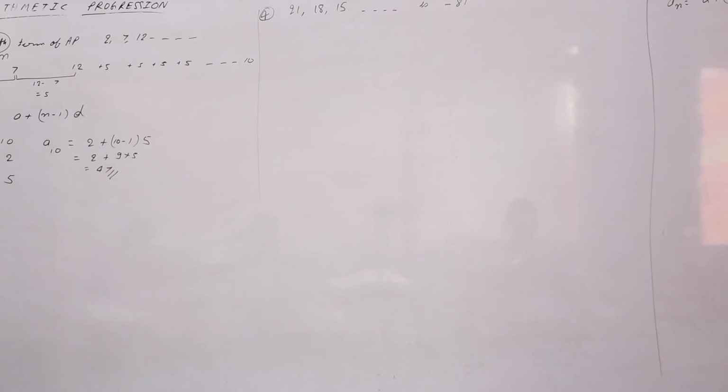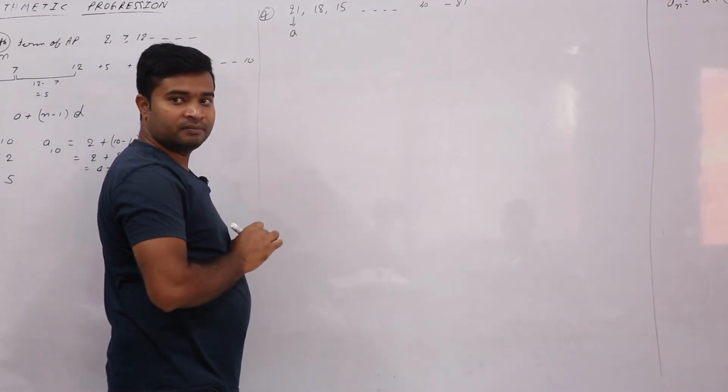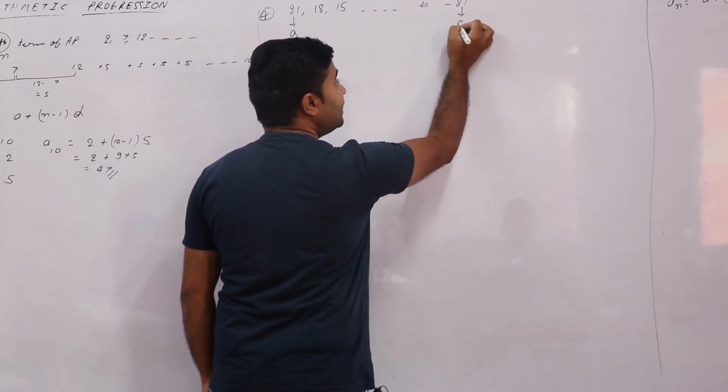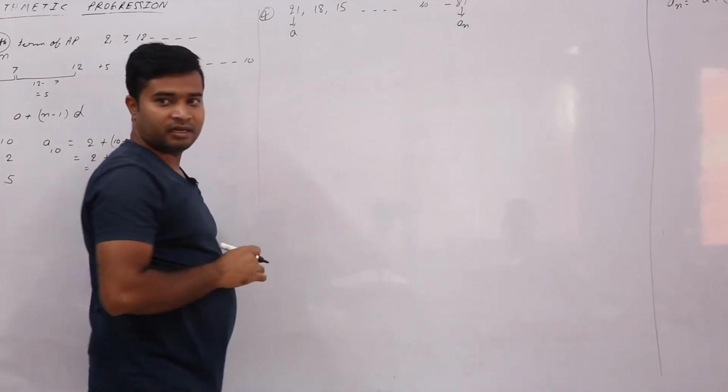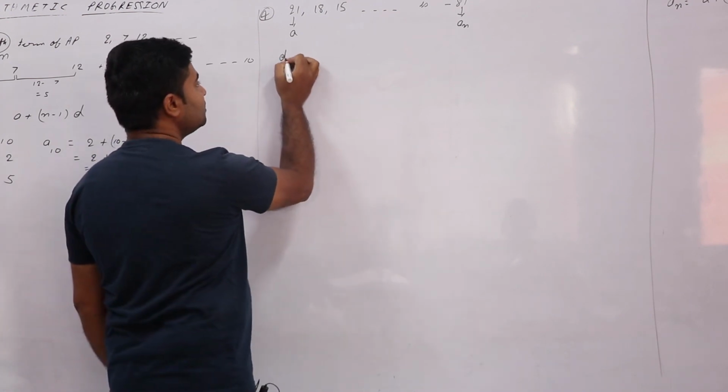Here they are asking the term. In the previous question, the term n was given. In this question, n is being asked. The AP is given, yes or no? This is your A, and this is your AN, the last term. The AP is given, and this is your last term. Then D is equal to how much?